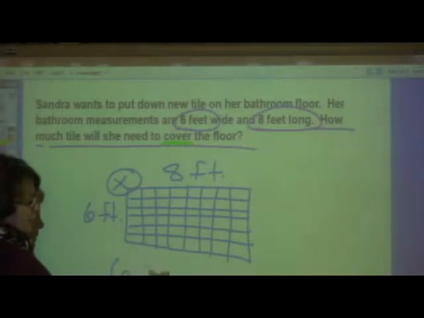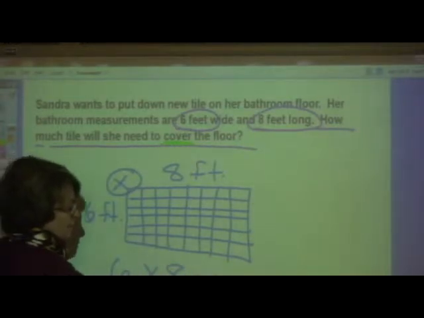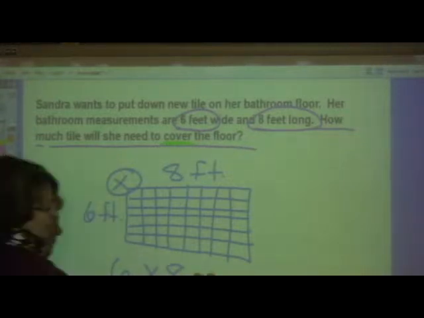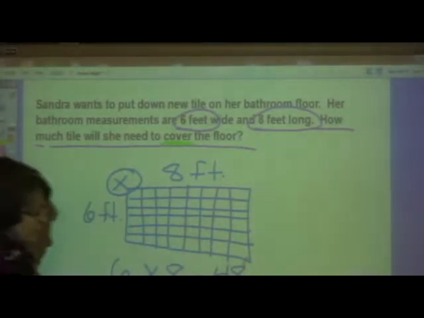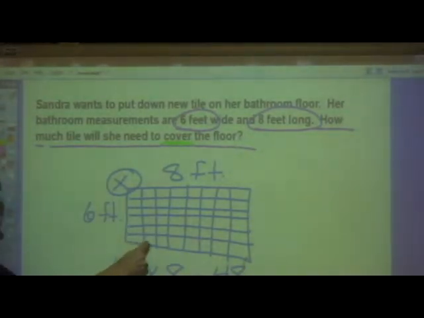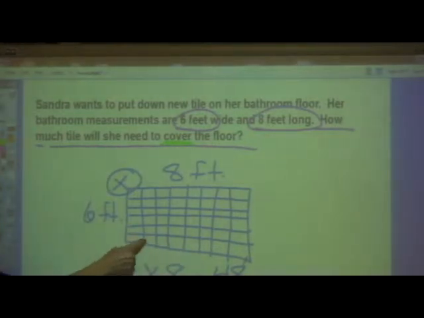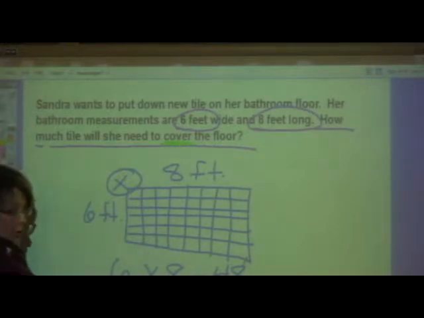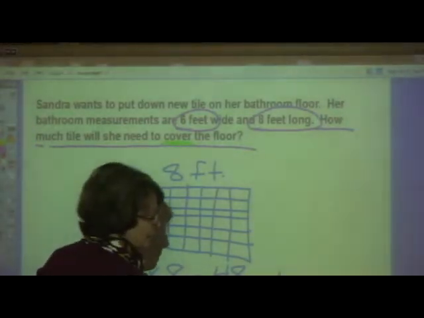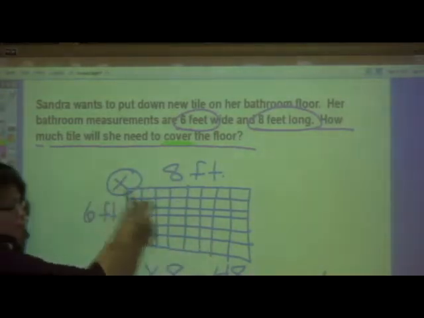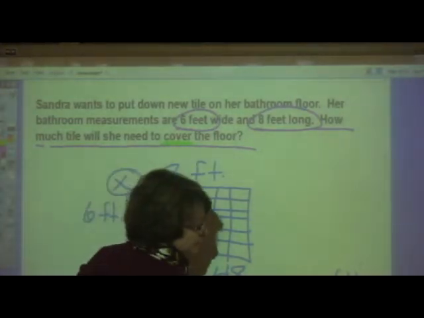So 6 feet times 8 feet is going to be how many feet? 48. Oh, good job. All right, 48. Now here's a little bit of difference. What are we counting? 48 what? What shape are they? Square. Square. So your answer needs the unit to be 48 square. And if they gave them inches, but if we don't know, this one's feet, 48 square feet.